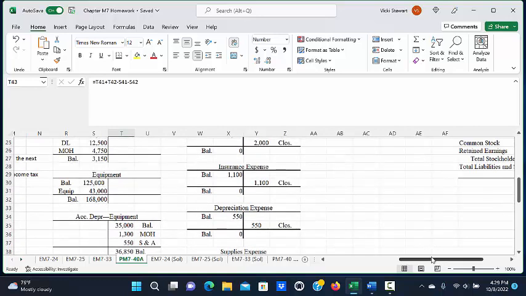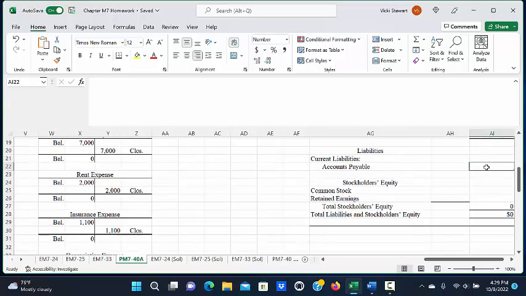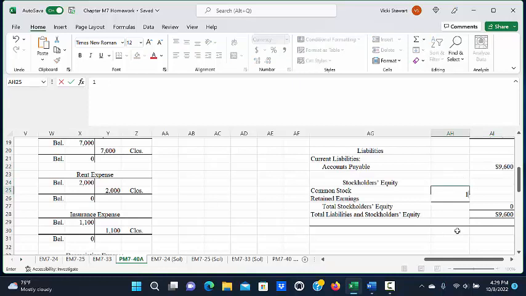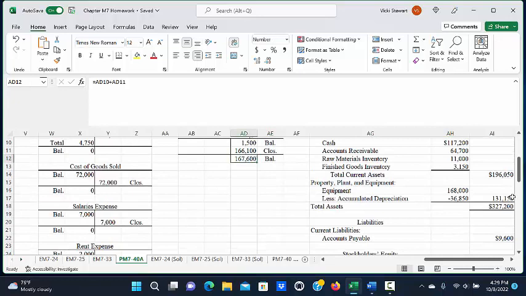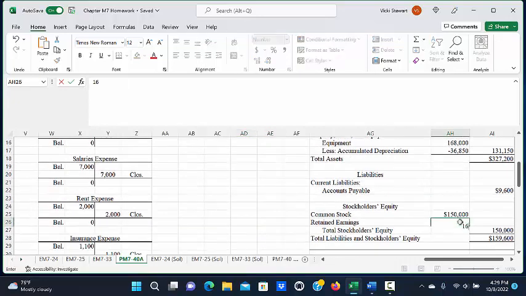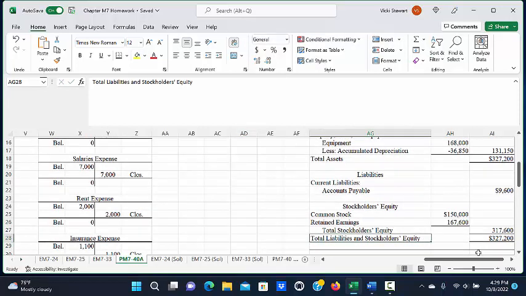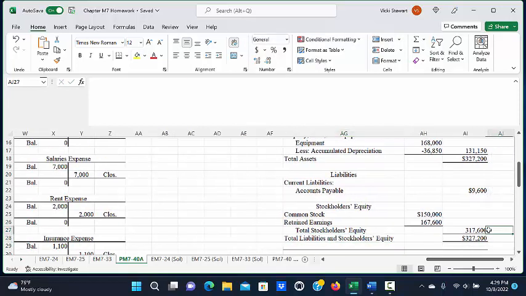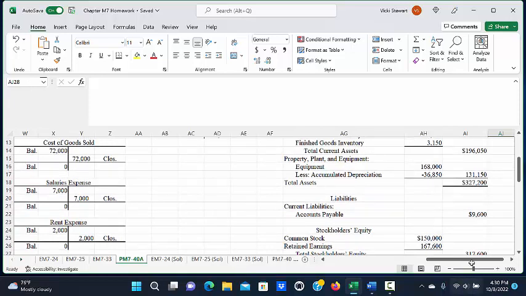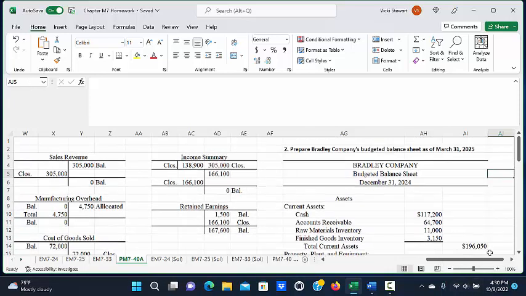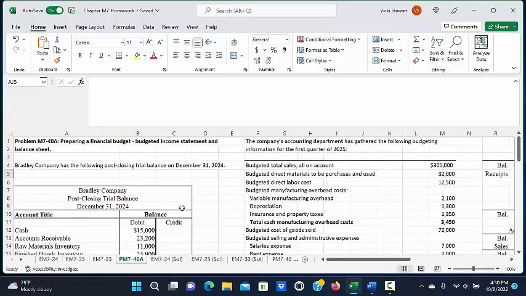And then the next thing would be to record our accounts payable ending balance, which we calculated to be $9,600. And then our common stock was $150,000, the same as the beginning balance. And our retained earnings ending balance was $167,600. So that gave us a total stockholders' equity of $317,600, which we would add to accounts payable to get our total liabilities and stockholders' equity of $327,200. And that would be the completion of the problem M740A.